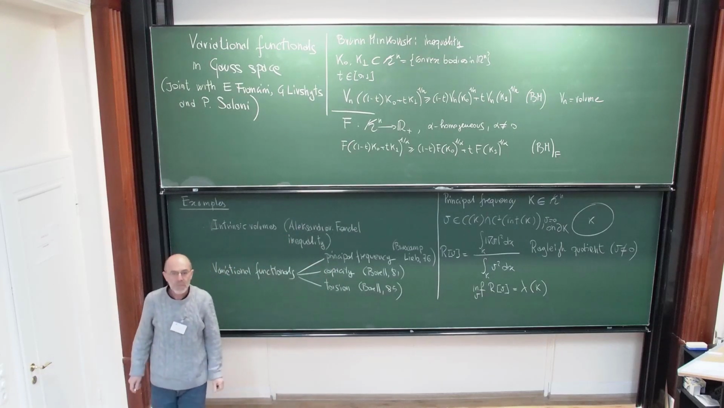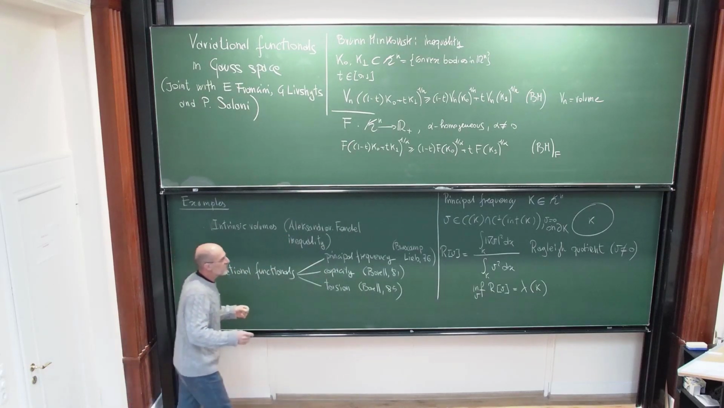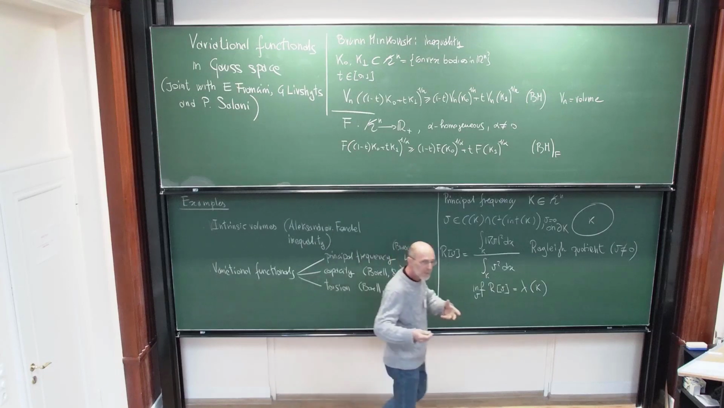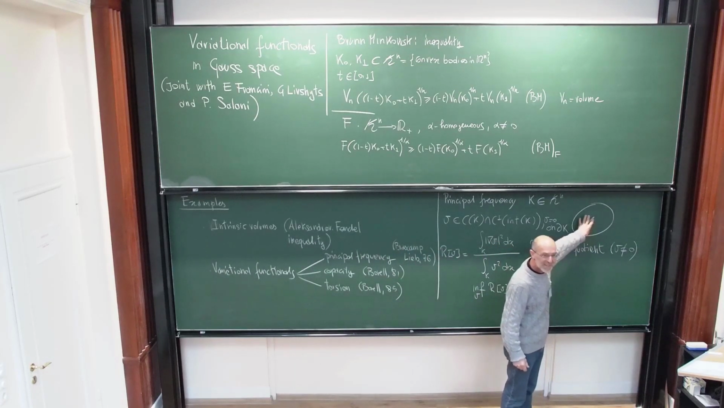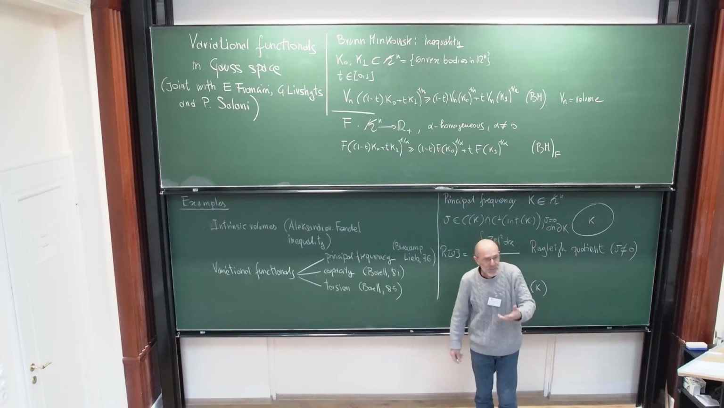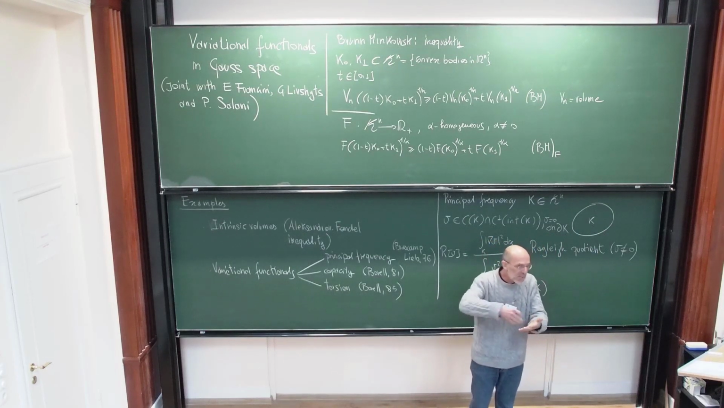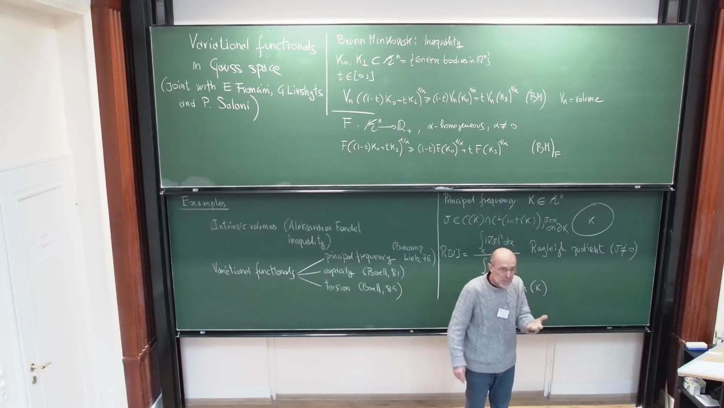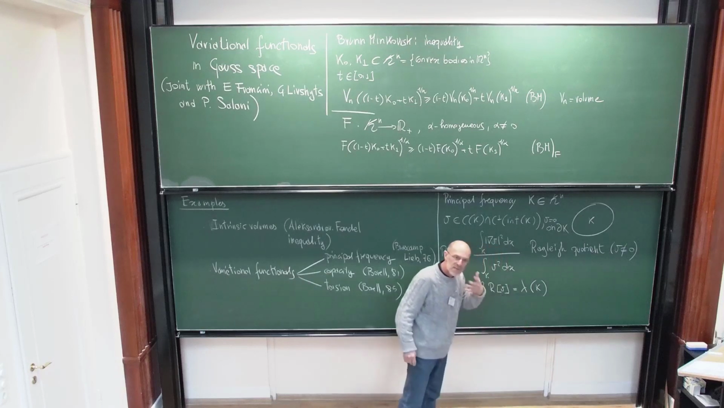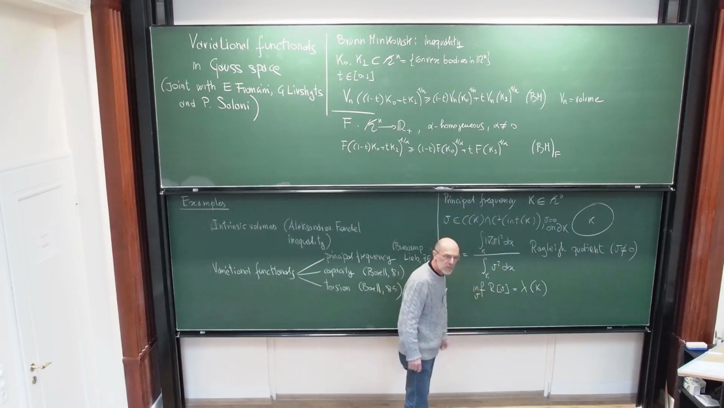Why principal frequency? Because if you have a drum, assume you have a drum with the shape of K, then you beat the drum and you hear a sound, and the sound can be decomposed in frequencies. Okay? The lowest frequency is this number. So it is the lowest sound, the lowest tune that you hear.